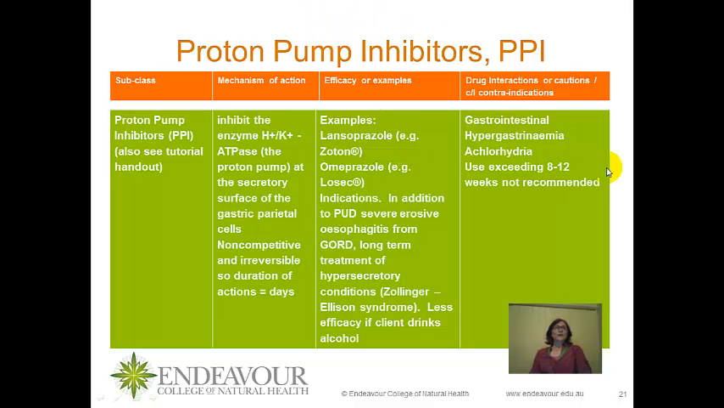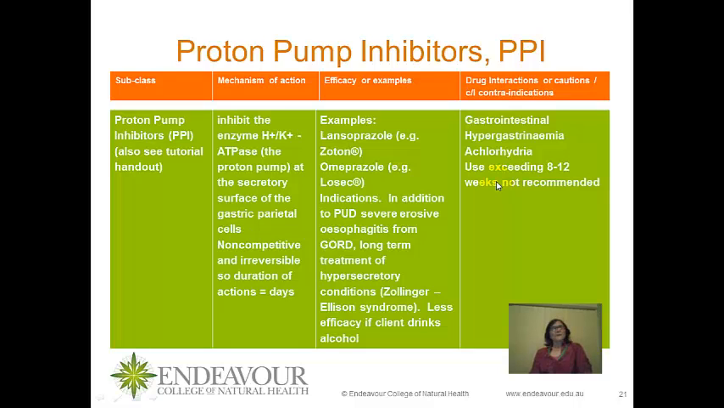Because we're actually inhibiting the pumping of hydrogen ions, the person could become quite achlorhydric, meaning that they aren't producing near enough hydrochloric acid for digestion. And there is the possibility of a hypergastronemia, high levels of gastrin hormone in the blood.